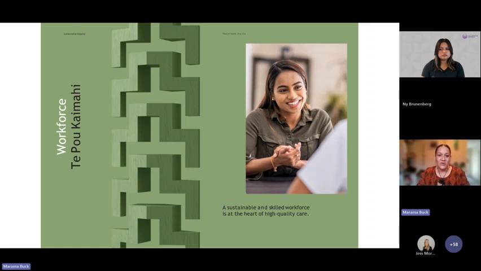So what we want for our kaimahi, what this pou is leading us towards, is a sustainable and skilled workforce being the centre or the heart of quality care. Our people are the heart of our system, and this pou supports sustainable and culturally safe teams.